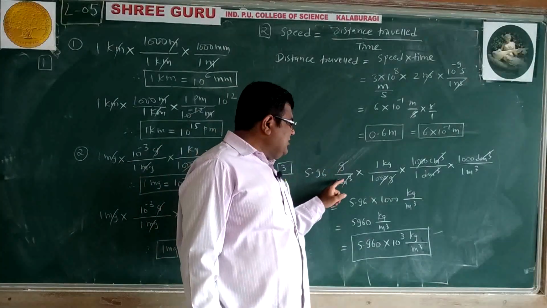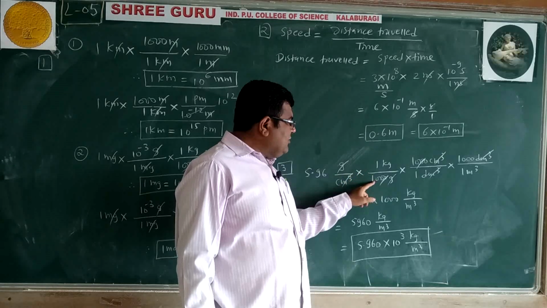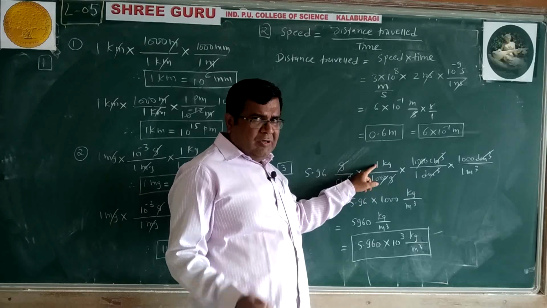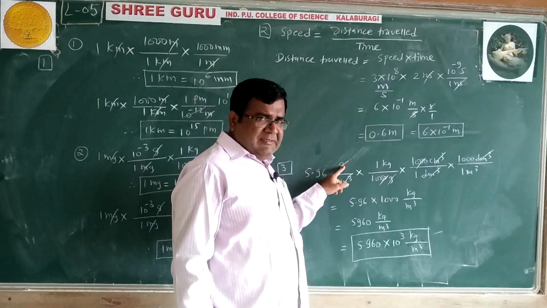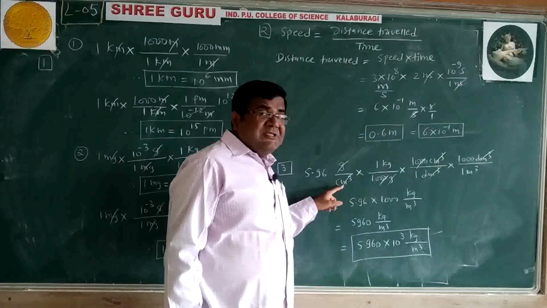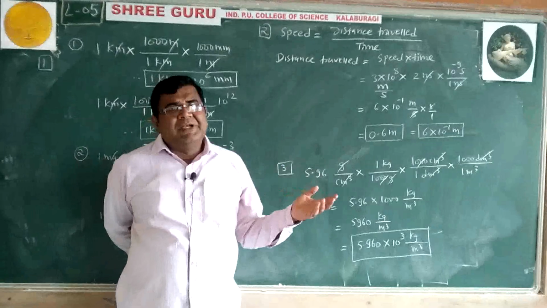5.96 gram per cubic centimeter into 1000 gram is equal to 1 kilogram. So we got gram into kilogram. This gram we can cancel, but this cubic centimeter is to be converted into cubic meter.